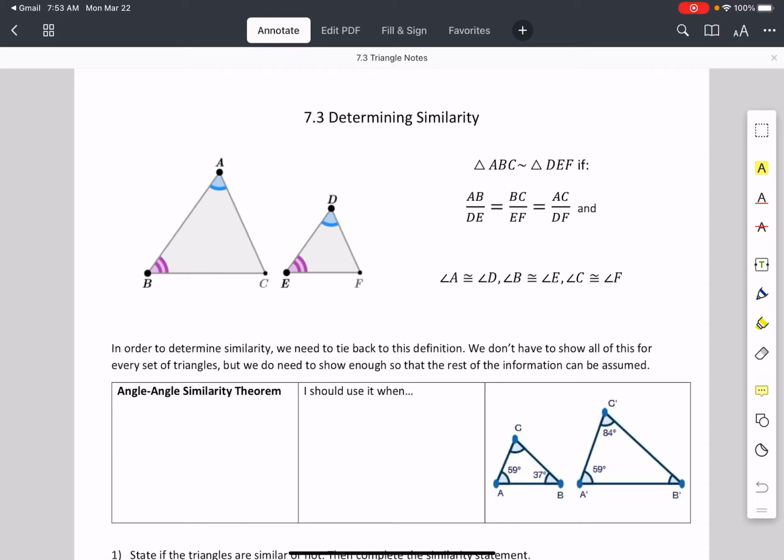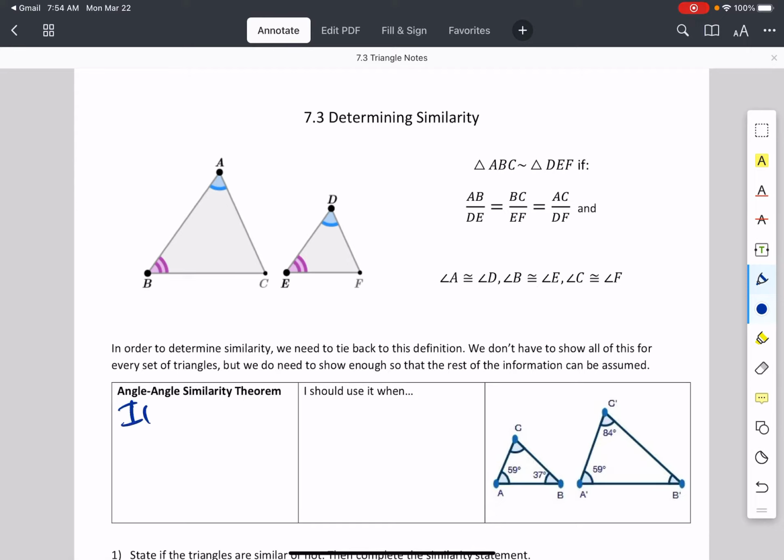So there's 3 shortcuts that we know. If those are true, then all the other things for the triangle will be the same, okay? So the first one is angle-angle similarity. What that means is if I know 2 angles are the same, then because all triangles add to 180, I know the third has to be the same as well. So we only need to know for sure if 2 are the same, and then I know the triangles are similar, okay? So angle-angle similarity theorem.